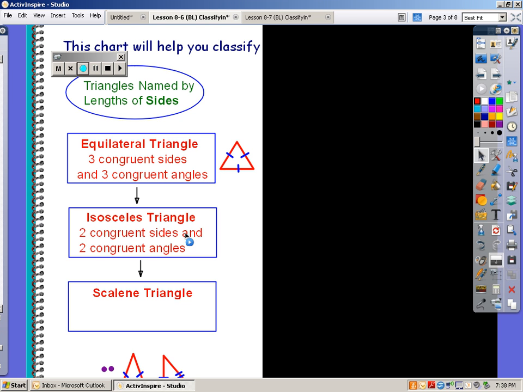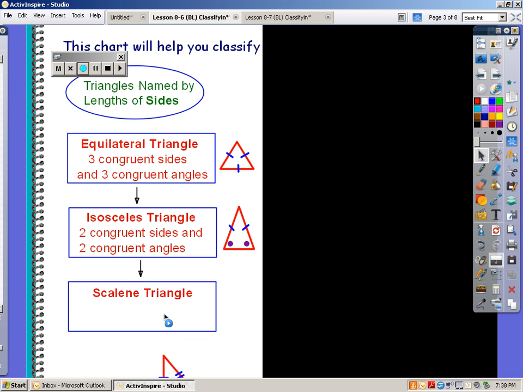In an isosceles triangle, you have 2 congruent sides and 2 congruent angles. Here's a picture of an isosceles triangle. Again, notice the tick marks, they're exactly the same. So that lets you know this side is the same as this side. The 2 congruent angles in an isosceles triangle are what we call the base angles. I'm putting a purple dot inside the base angles. Base is the bottom. It's the 2 angles opposite of the point. Those are the 2 angles that are congruent.